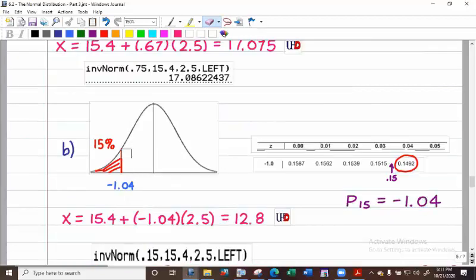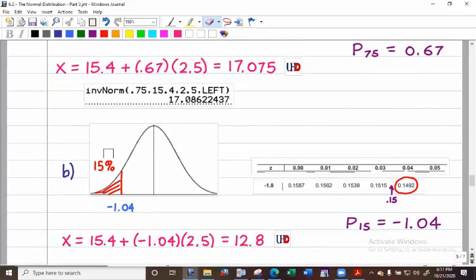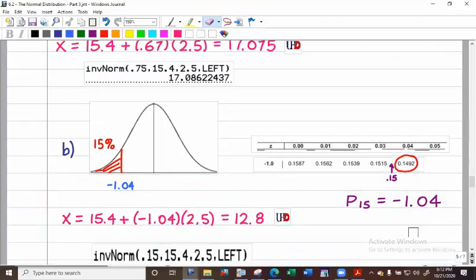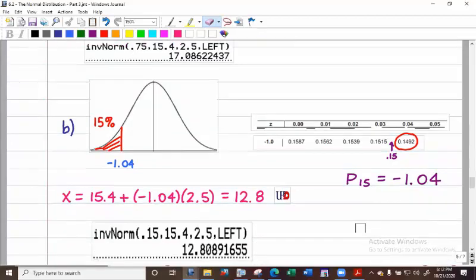So top of the bottom puts you at this line right here, which is the 15th percentile. So here's a table cut out. So where's 1492? There's 1515. It's closer to 1492. So we would go with negative 1.04 if you're doing it this way. And so it's 15.4 plus negative 1.04 times 2.5 equals 12.8. So 12.8 is the answer.